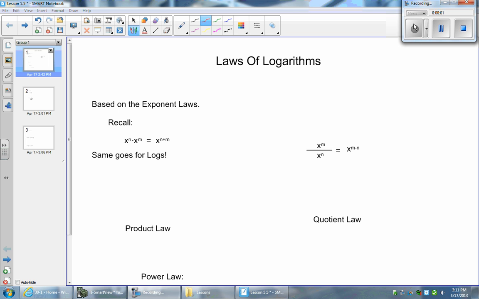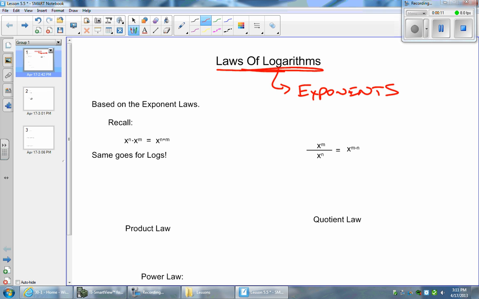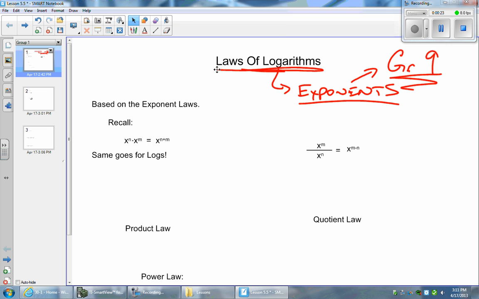Okay, let's start playing around with the laws of logarithms. Remember one thing about logarithms is that when you're dealing with logs, you're actually dealing with the exponents of numbers. So surprisingly enough, you're going to be dealing with the exponent laws, those same exponent laws that you learned way back in grade 9. So this is a really, really incredibly easy concept once you get the hang of it.